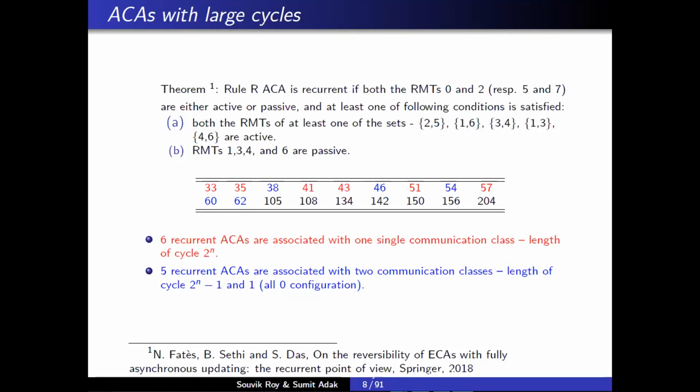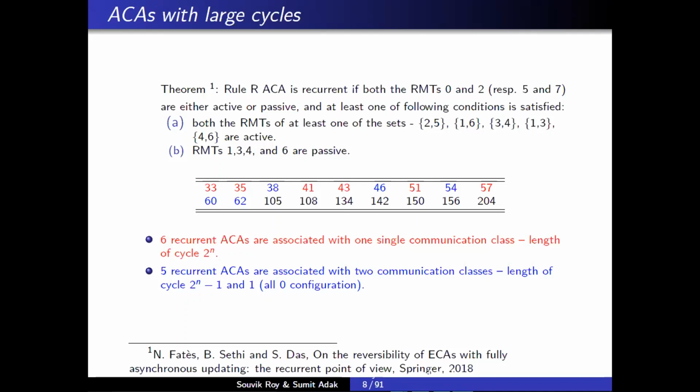And there are many categories of this number of communication classes. Some are associated with one single communication class, that means the length of the cycle is 2^n. So these are our topic of interest. Out of these 18 rules, there are 6 recurrent ACAs which are associated with one single communication class and a length of 2^n. So for our target of generating a good randomness enhancer, these red rules are one of our points of interest.